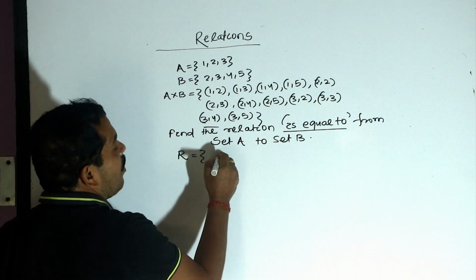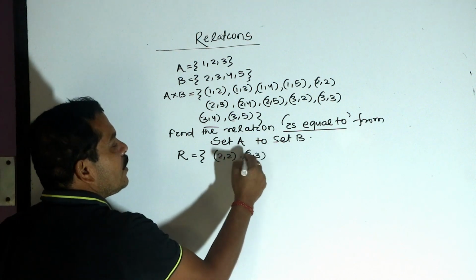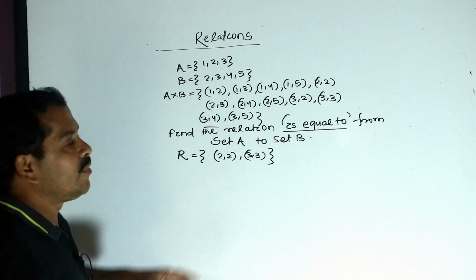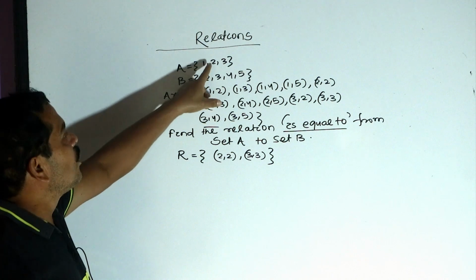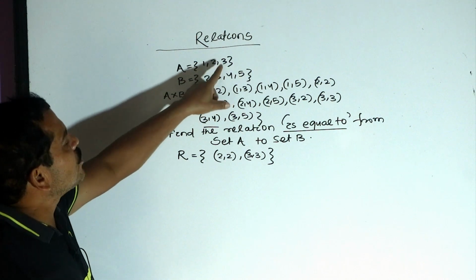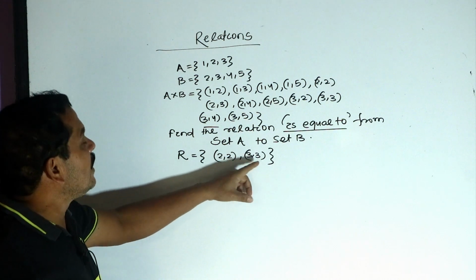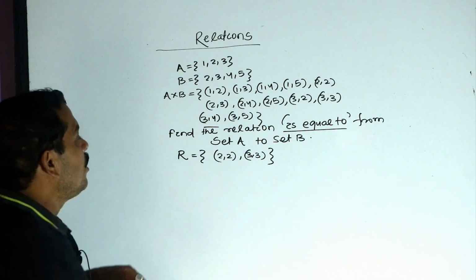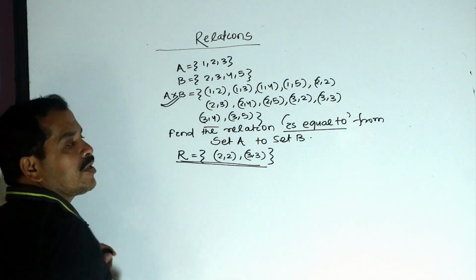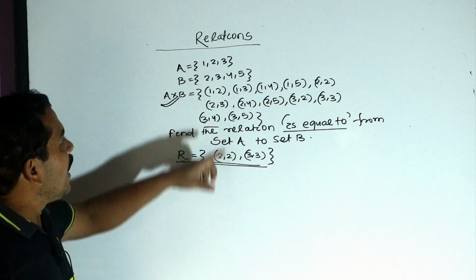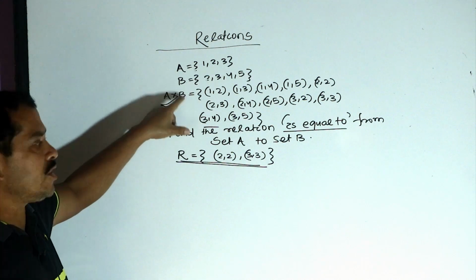Then which pairs will come? (2,2) and (3,3). Because 2 is in set A, also 2 is in set B; 2 equals 2, and 3 is also equal to 3. These two elements, (2,2) and (3,3), are the elements of the relation. But these relation elements are a subset of A cross B, meaning any relation from A to B is a subset of A cross B.